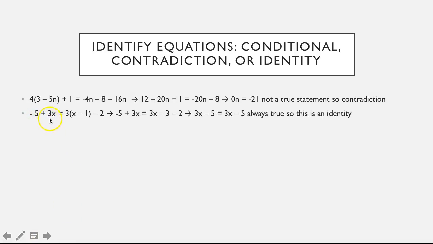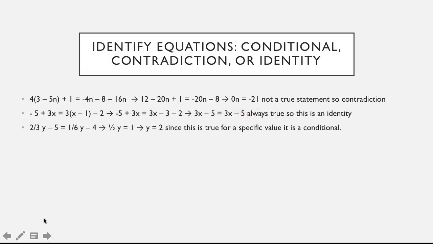Okay, -5 plus 3x equals 3x minus 1, and so you have the distributive property here, minus 2. And -5x plus 3x equals the 3x minus 3 when you distribute that in, minus 2, and you simplify down to 3x minus 5 equals 3x minus 5. This is always true, so it's an identity.